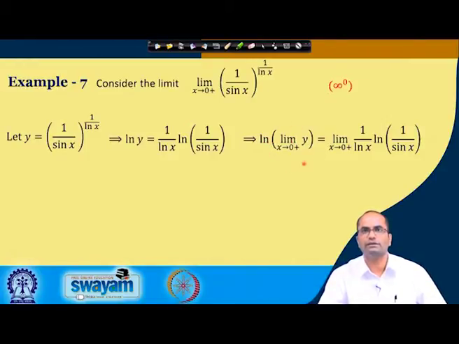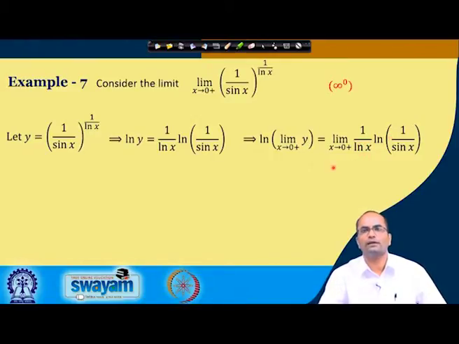Then we can rewrite it by taking the limit now. So, this is 1 over ln x and ln 1 over sin x. So, 1 over sin x is infinity here. So, ln infinity is infinity, divided by ln x. So, this is also going to infinity. So, we have infinity by infinity, where the numerator is ln 1 over sin x and the denominator is ln x.